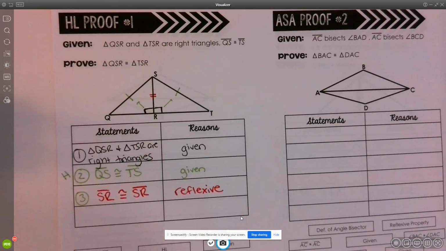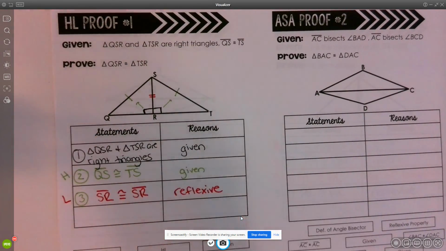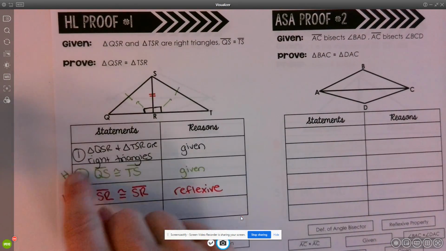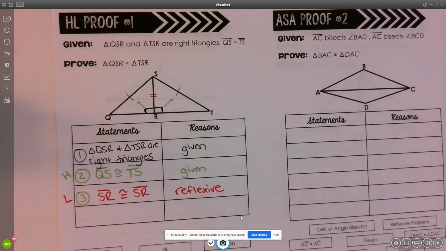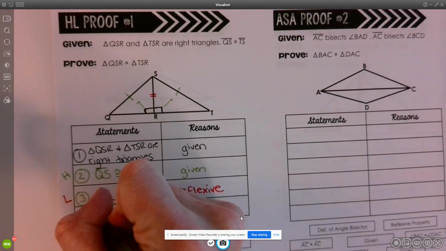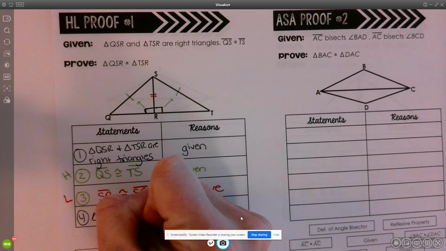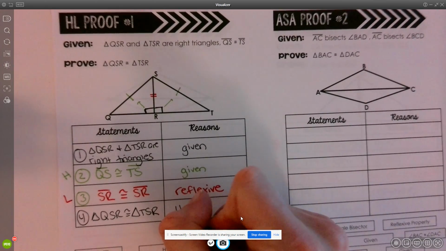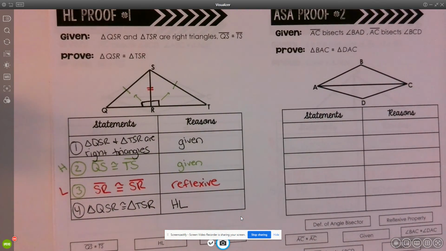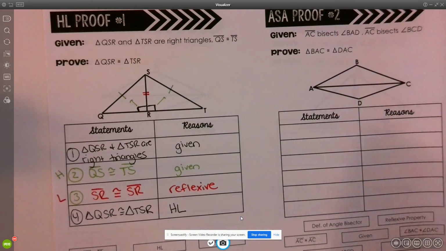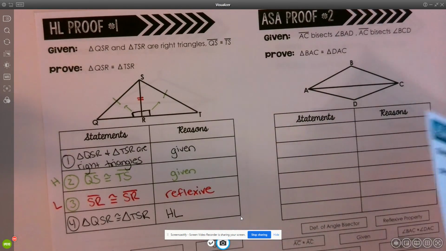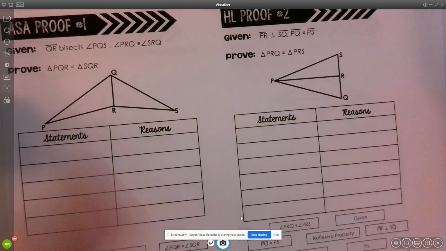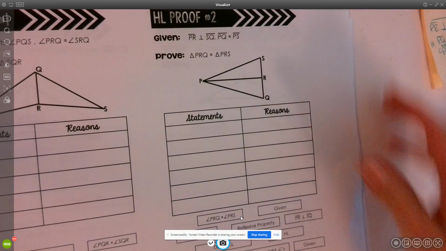Looking at these two right triangles, we have just shown that one of the legs is congruent. And so because these are right triangles and we have a hypotenuse and a leg that is congruent in both triangles, we're now ready to state that the two triangles are congruent. So triangle QSR is congruent to triangle TSR. And that is by the hypotenuse leg congruence theorem. We're going to go ahead and do the second hypotenuse leg proof on page 10.